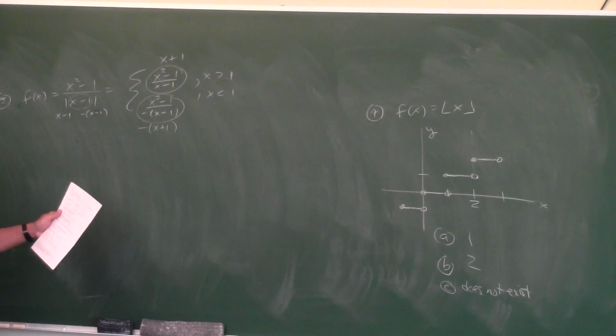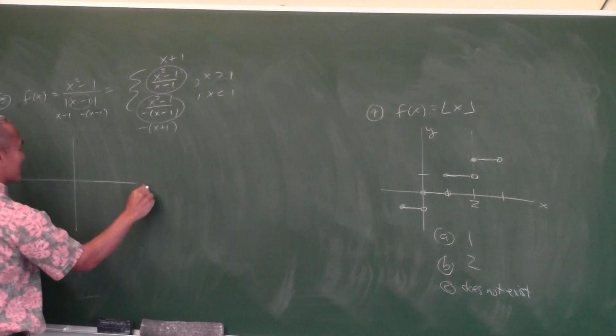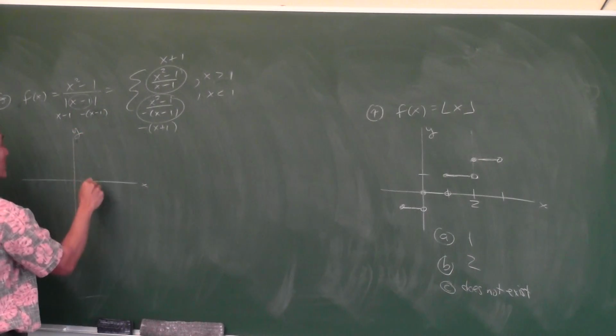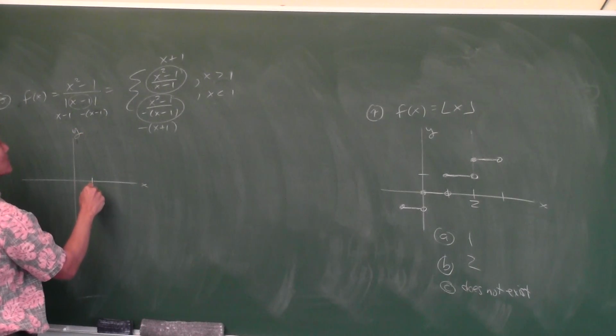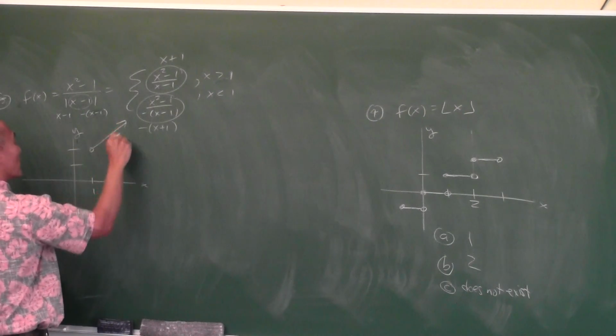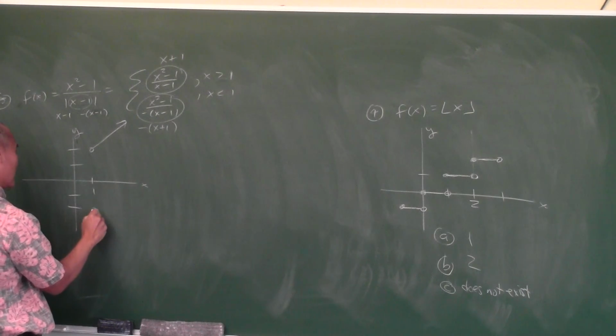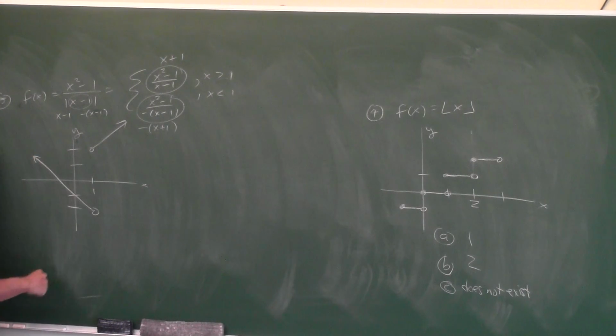And then it says graph it. Well, the easiest thing to do is graph it. Why don't we just draw a graph? Okay, here's 1. How do you graph x plus 1? 2, and then the slope is 1. And then negative x plus 1 can be down here, and the slope can be negative 1, so it can look like this. This is what the graph looks like.